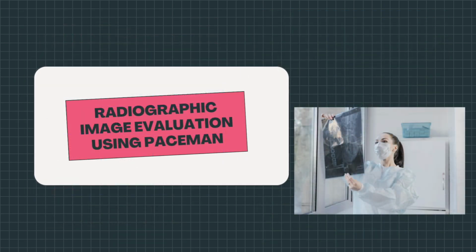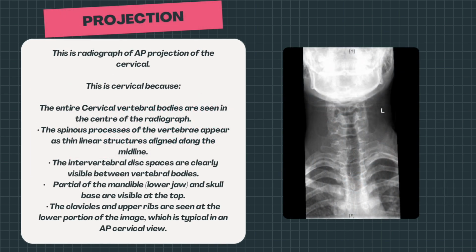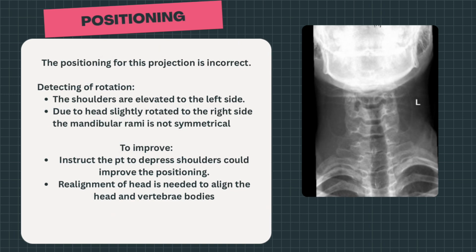Now we move forward to the radiographic image evaluation using the PACEMAN method. First is the projection. This is a radiograph of AP projection of the cervical spine. This is cervical because the entire cervical vertebral bodies are seen in the center of the radiograph. The spinous processes of the vertebrae appear as thin linear structures aligned along the midline. The intervertebral disc spaces are clearly visible between vertebral bodies. Part of the mandible and skull base are visible at the top. The clavicles and upper ribs are seen at the lower border of the image, which is typical in an AP cervical view.